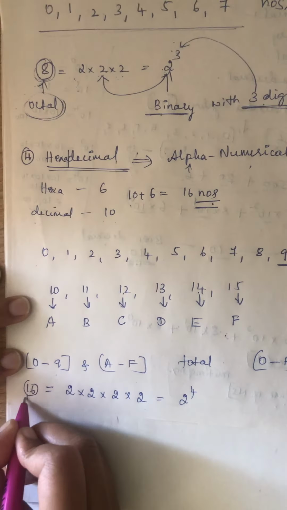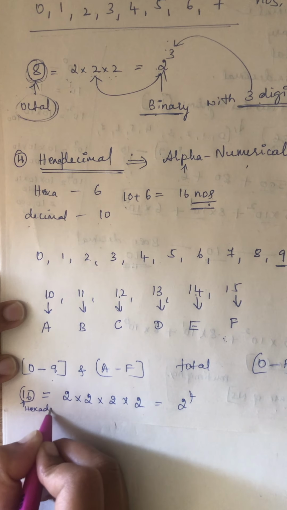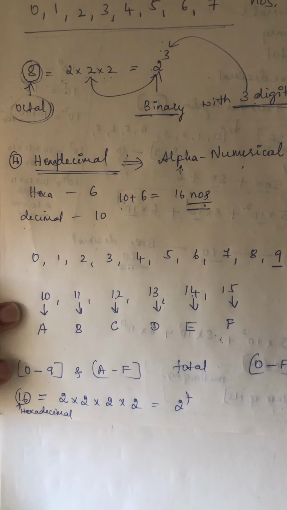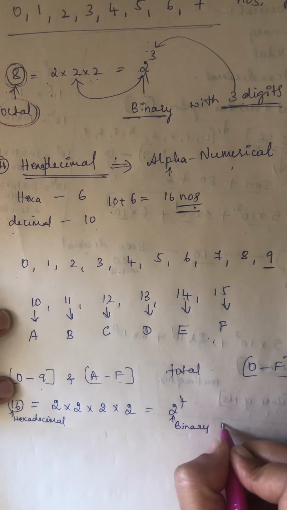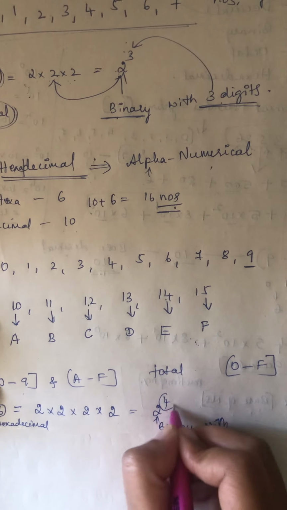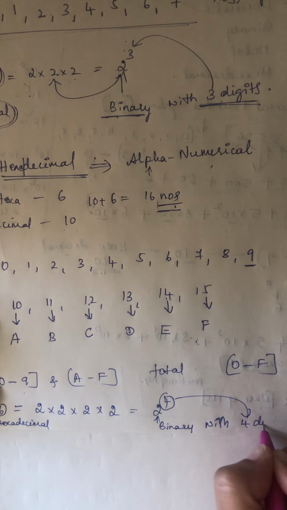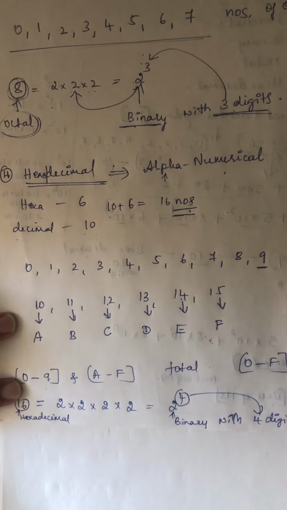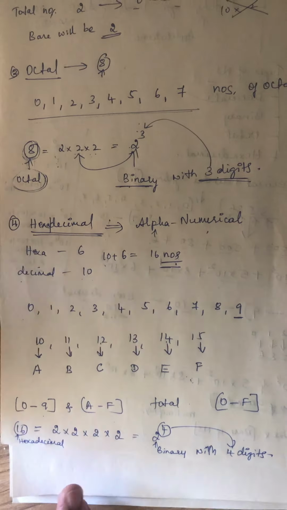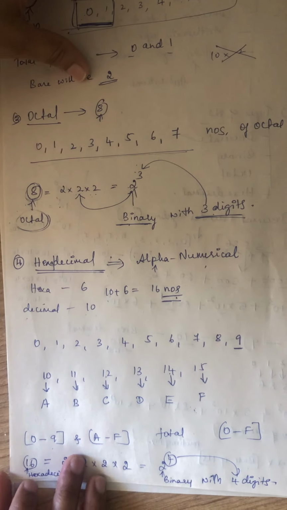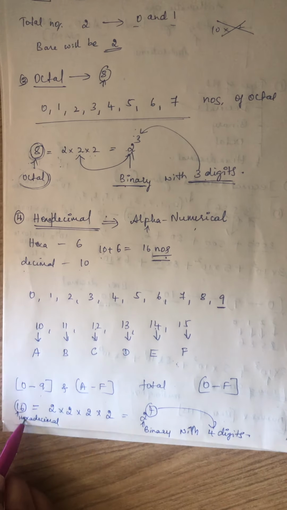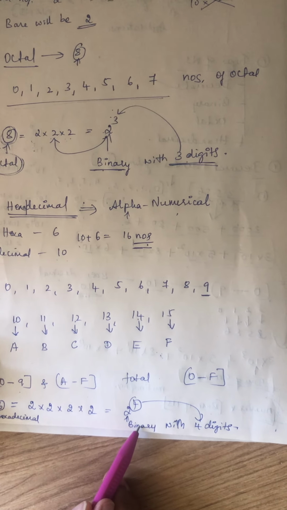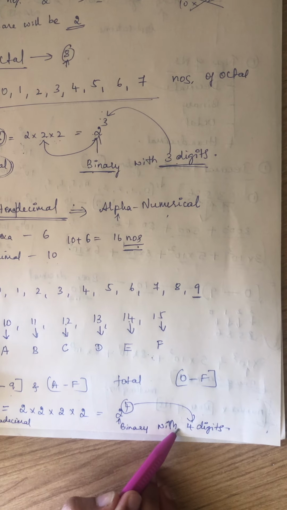So every number in hexadecimal can be represented in binary with how many digits? The power is 4, so with 4 digits. This is the last number system, also called the alphanumerical number system, which has 16 numbers, and each individual hexadecimal number can be converted to a binary number with 4 digits.